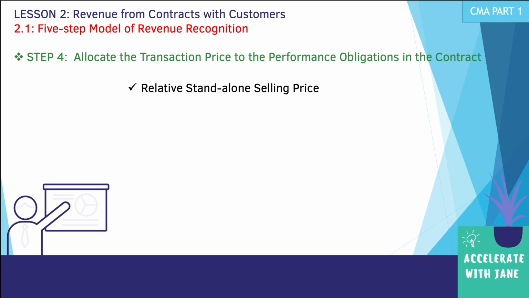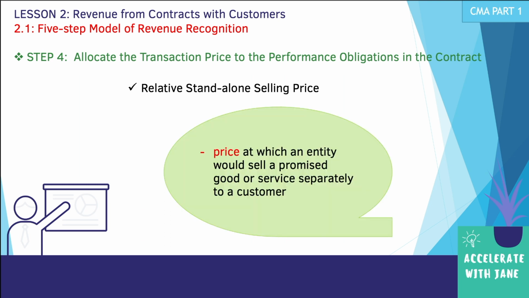Take note, it is not adjusted to reflect subsequent changes in the standalone selling prices of those goods or services. When we say standalone selling price, it means the price at which an entity would sell a promised good or service separately to a customer. For example, if we have a bundle of goods that we're selling, the relative standalone selling price is the selling price of each good in that bundle.